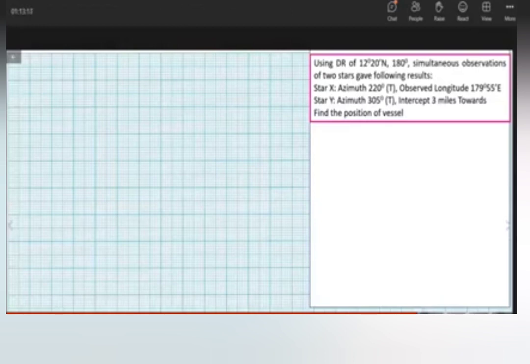I'm sure Star X, which is a repeat as far as the process deployed for solving it is concerned, has been solved by Cron, as discussed in the previous case also. So for Star X, the PL shall be drawn through DR lat and observed long. Direction of the PL shall be perpendicular to the azimuth. Star Y, which gives us intercept, is solved by the intercept method. The PL shall be drawn through ITP, intercept terminal point or intercept terminus point, and the direction shall be perpendicular to azimuth.